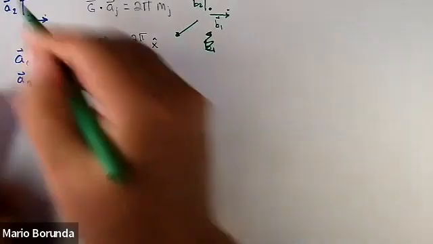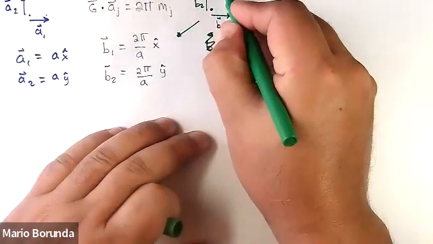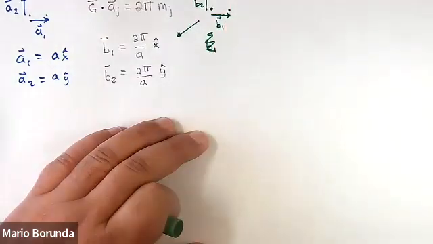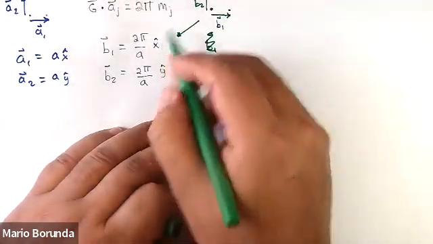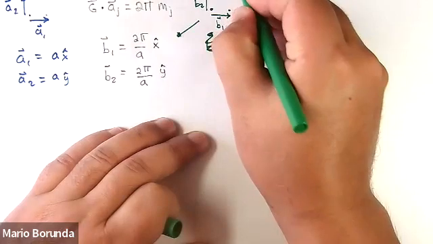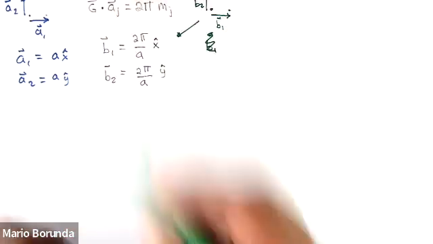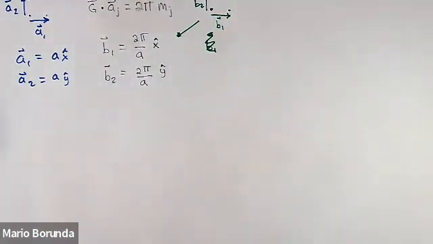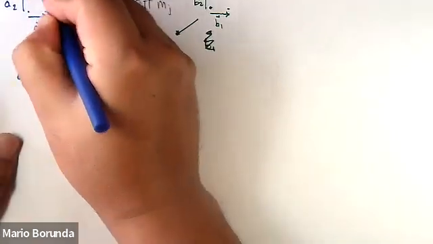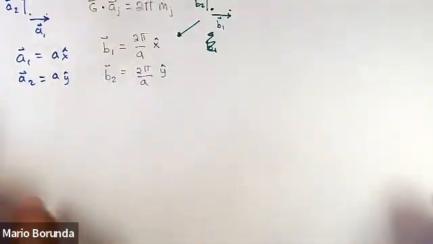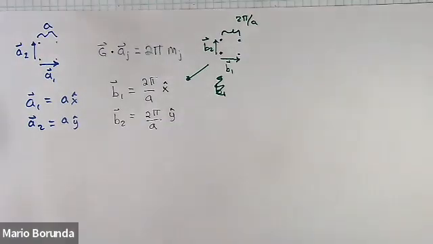So the distance from here to here is 2 pi over A. And the distance from here to here is just A. So real space, reciprocal space. Questions? So that's the simplest one because it's the square lattice.